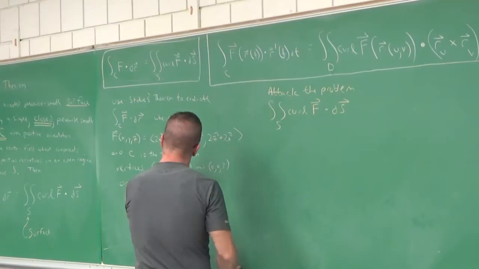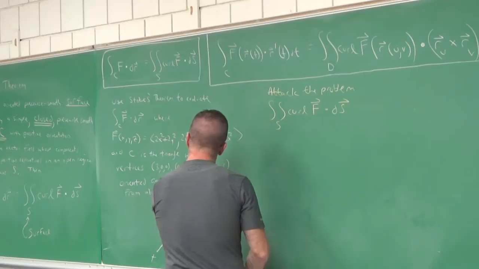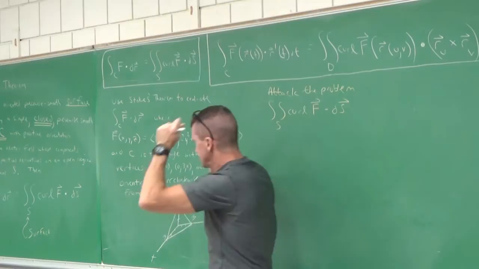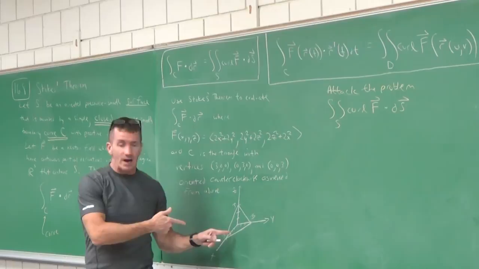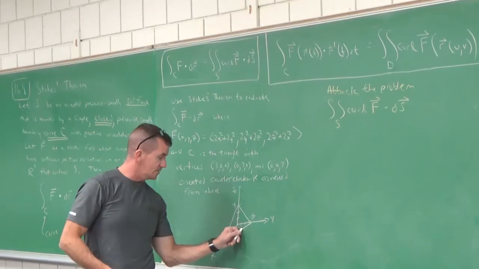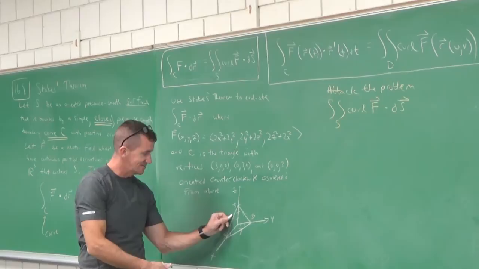Oriented counterclockwise as viewed from above. That's for positive orientation. That's the positive orientation. All right. So now, doesn't that mean this is the path we're taking? In other words, we're saying compute the line integral, where maybe you start right at that point. You're going to go along this line right here, then go up that line, and then come back this line. That's what we're trying to do.